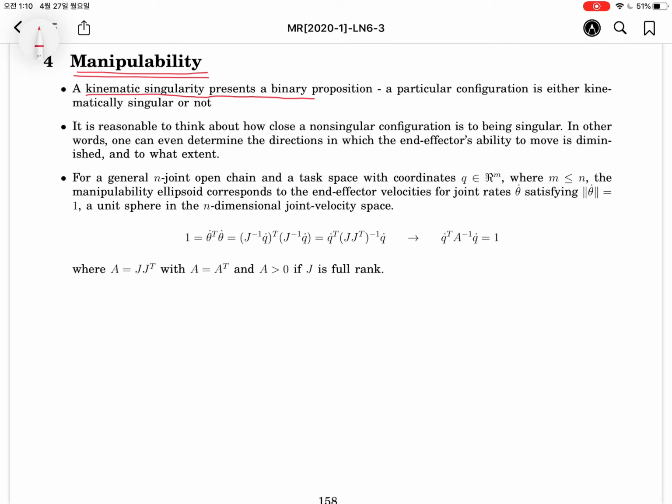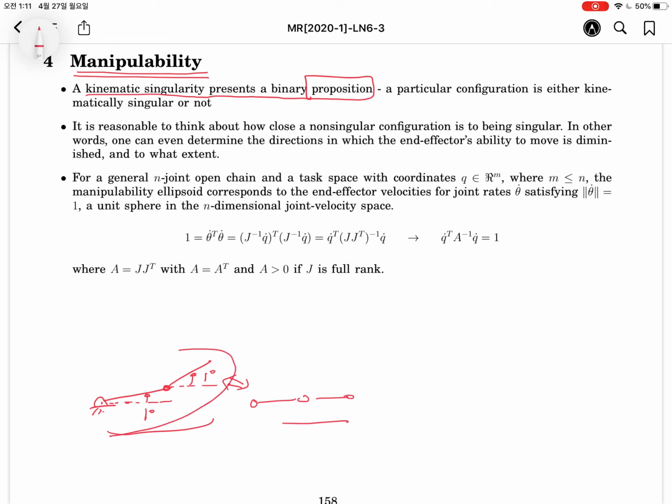Okay, the kinematic singularity presents a binary decision. Is it right? The structure is singular or not. It's not a good concept because let's assume that this is the base. This is the first link. First joint has one degree, a very small variation from the zero position, and one more. This is the 1 degree. Maybe it can be treated as the zero position because the variation is very small. Anyway, this is non-singular, is it right? This is singular. But the structures are very similar to each other.